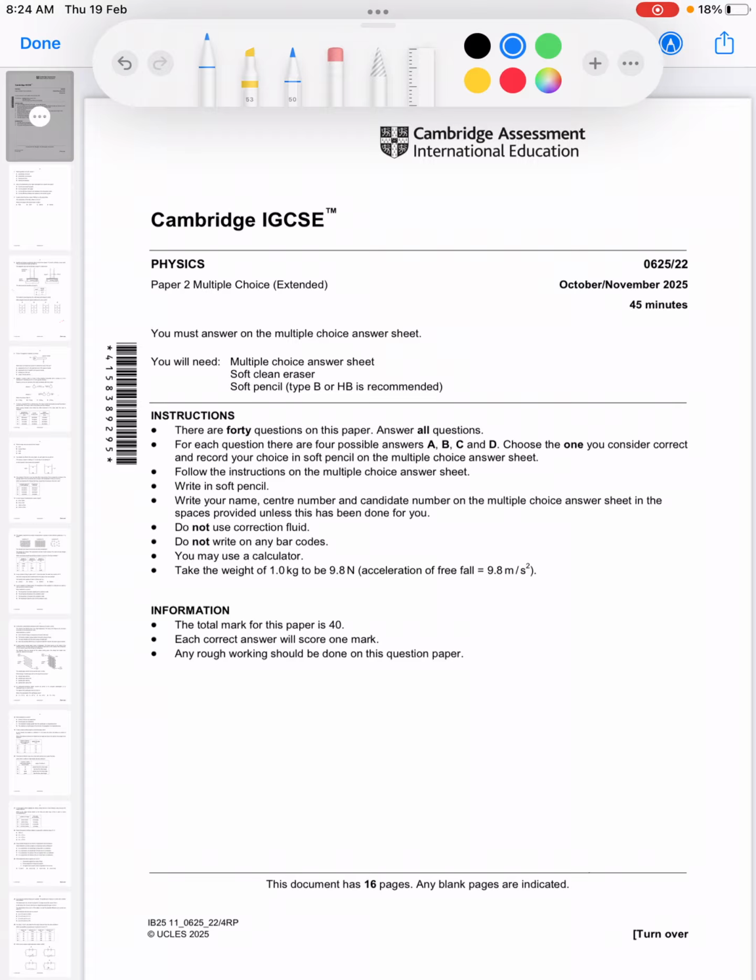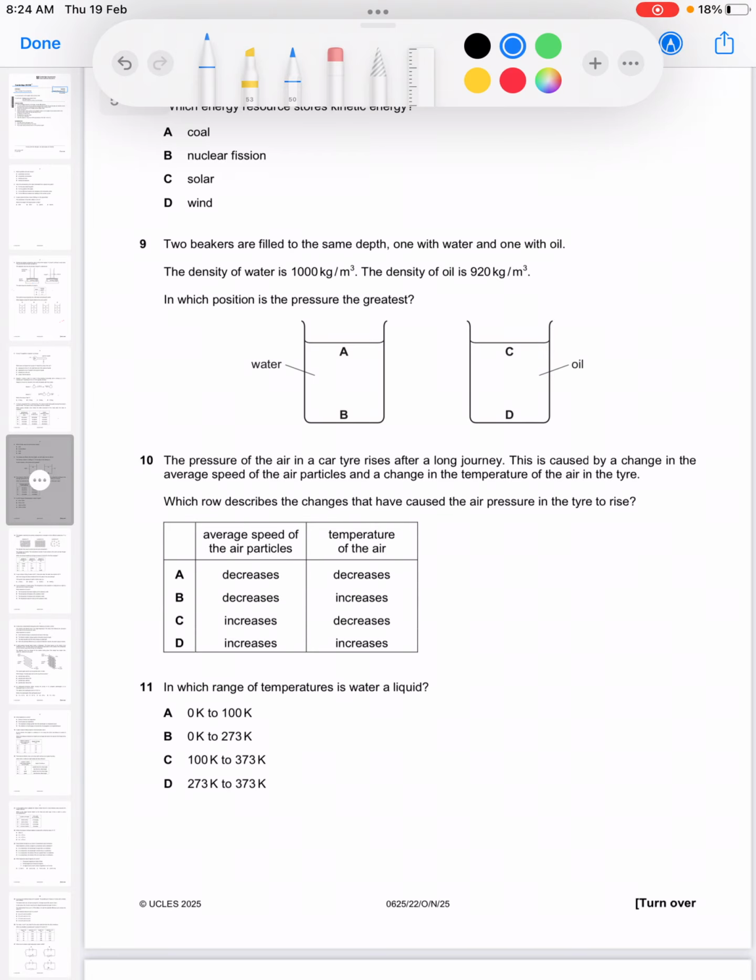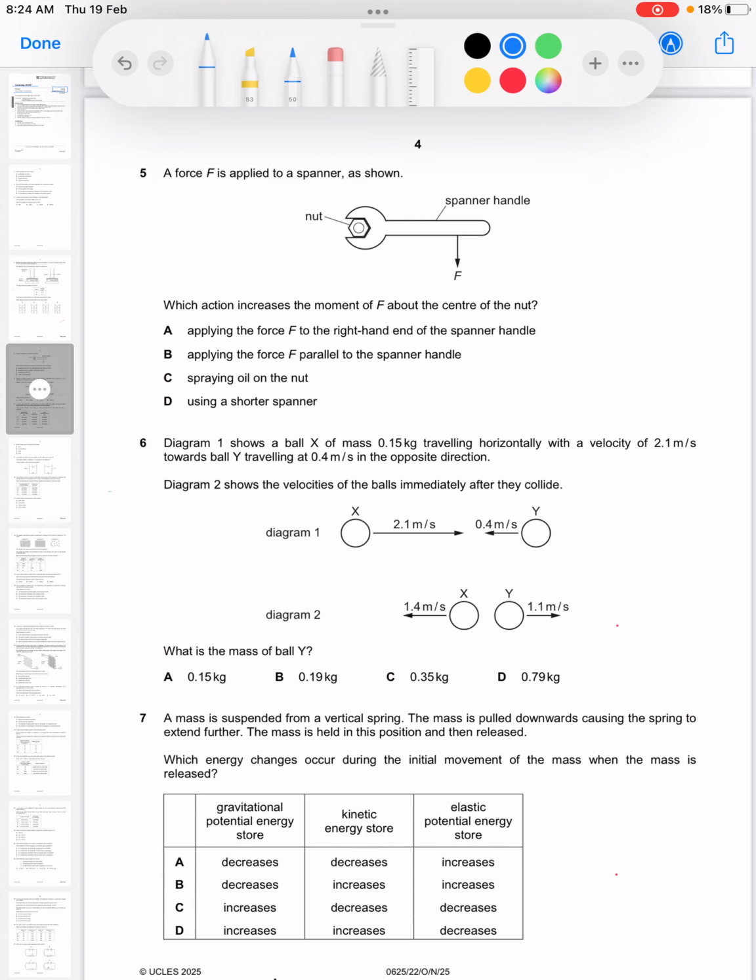This is Shamsa Jameen and we are doing Cambridge IGCSE Physics Paper 2 October-November 2025 with the code 062522. In this video, we will solve question number 7 of this paper. Let's start it. A mass is suspended from a vertical spring.